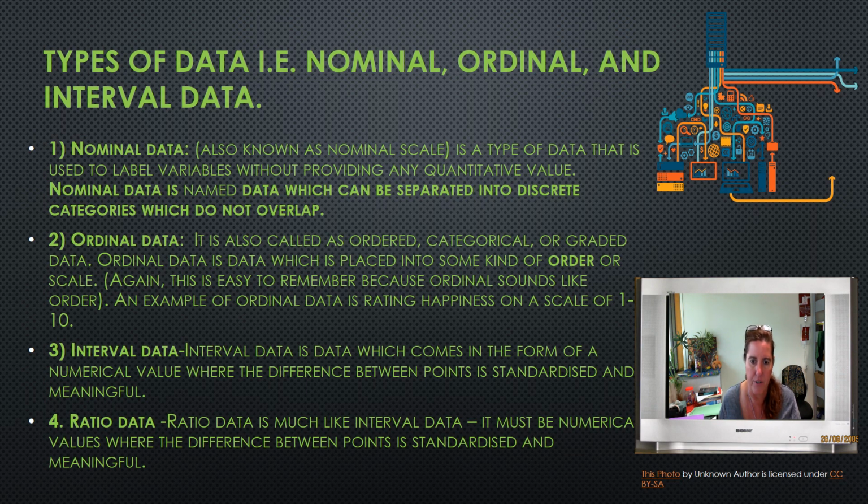And our ratio data is very much like our interval data, and we've got the numerical values where the difference between points is standardized and meaningful. So what we might do is have ratio data. For example, we might measure height in centimeters, meters, inches, or feet, and when comparing temperature, it would be the same. That would consider the difference between the ratio of height at this level as compared to in feet to centimeters and so forth.